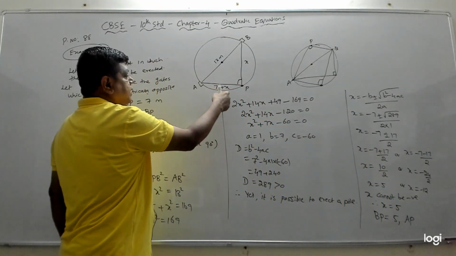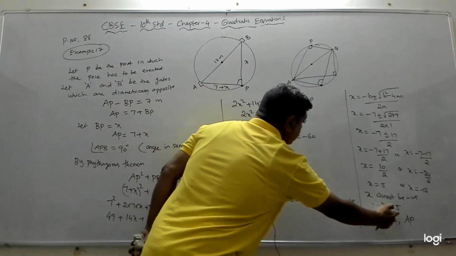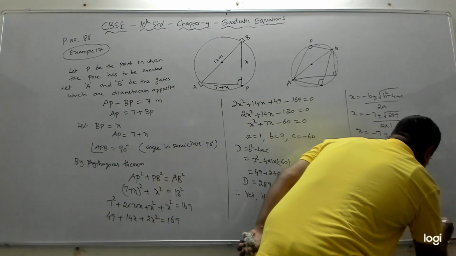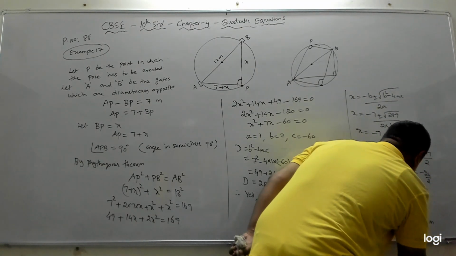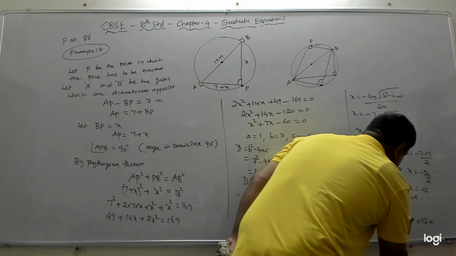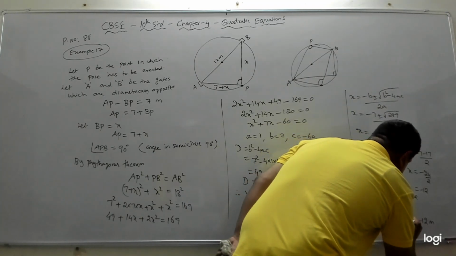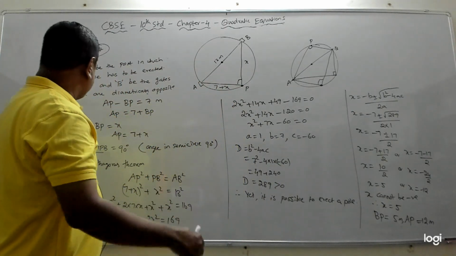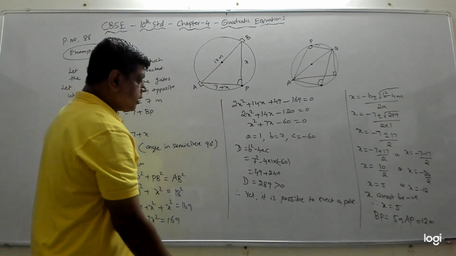AP is 7 plus x, and x is 5, so 7 plus 5 is 12. So 12 meters, 5 meters. We have to write the units, they are very important. This is 5 meters, and 12 meters. So we can write the conclusion here.